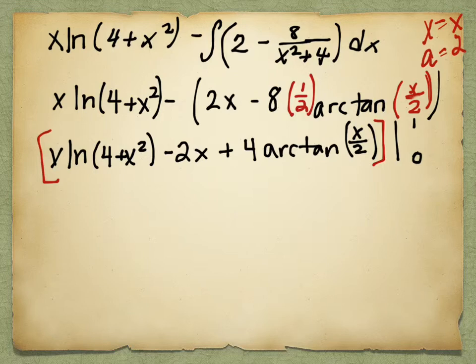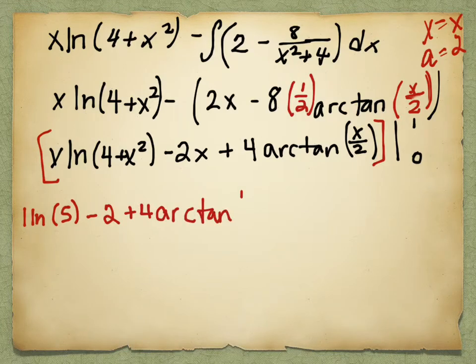All right, the number 1's really nice, though. So I've got 1 times the natural log of 4 plus 1 squared, which would be 5, minus 2 times 1, which would be 2, plus 4 arctangent of 1/2. Does that look okay to everybody? All right, so all of this will be subtracting.